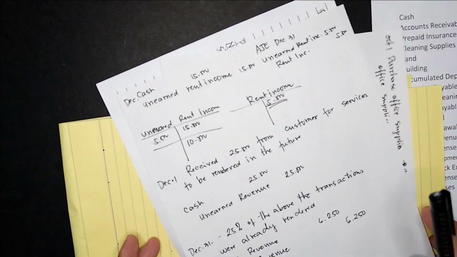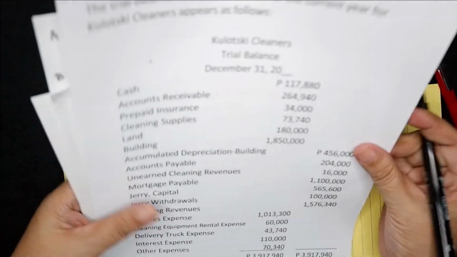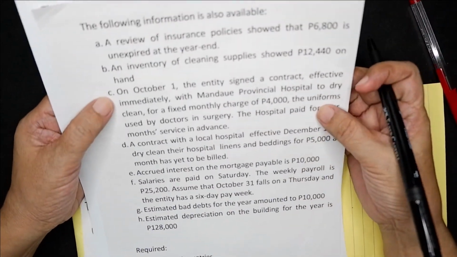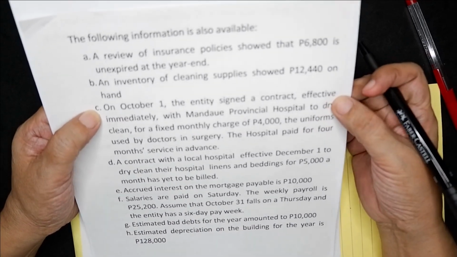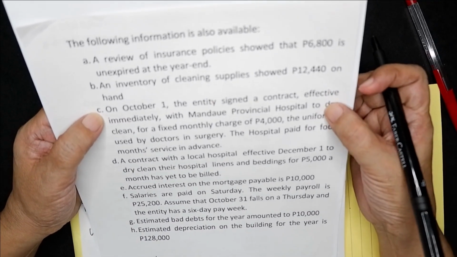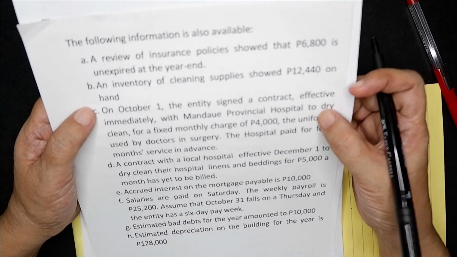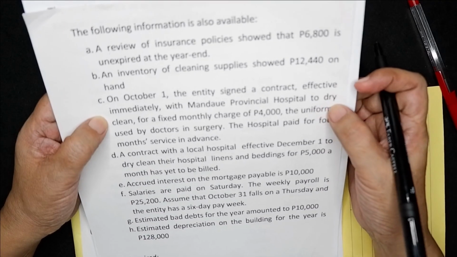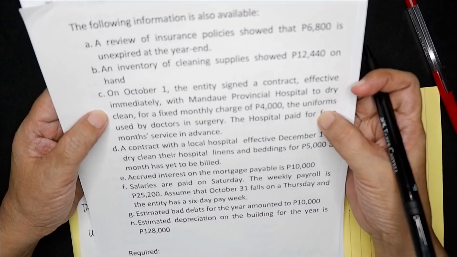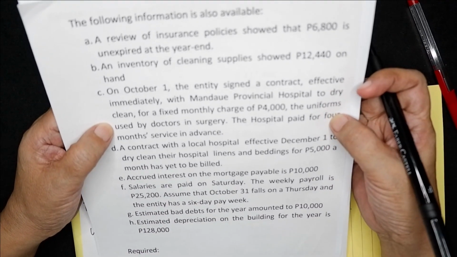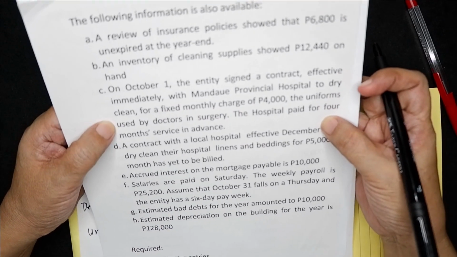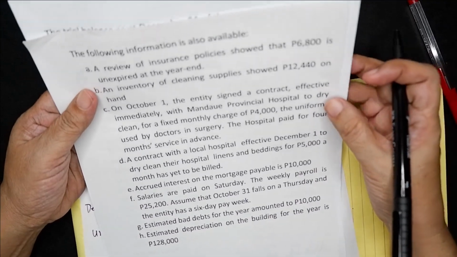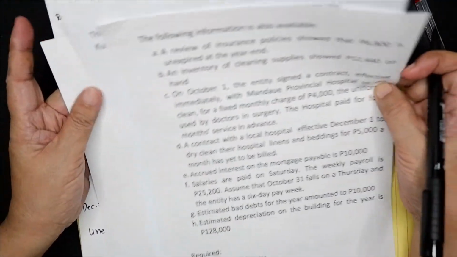Okay. Let us have another. Let's go back to our trial balance. Again, we have our additional information. We're now in letter C. On October 1, the entity signed a contract effective immediately with Mandawi Provincial Hospital to dry clean, for a fixed monthly charge of 4,000, the uniforms used by the doctors in surgery. The hospital paid for 4 months service in advance. Okay, 4,000 a month times 4 months, so that is 16,000.